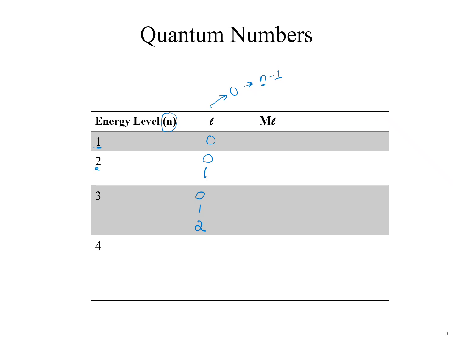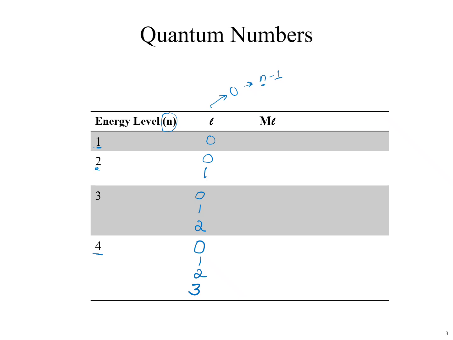For the fourth energy level, again, we start at 0. That's always the first value for l. And we go all the way to n minus 1. n minus 1 is equal to 4 minus 1, because that's the numerical value of n. 4 minus 1 is 3. So my values of l start at 0 and go all the way to 3, which is n minus 1. So it's 0, 1, 2, and 3.